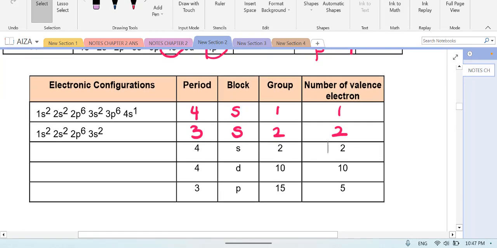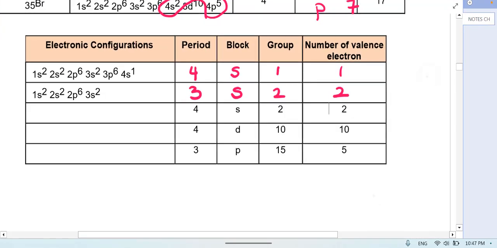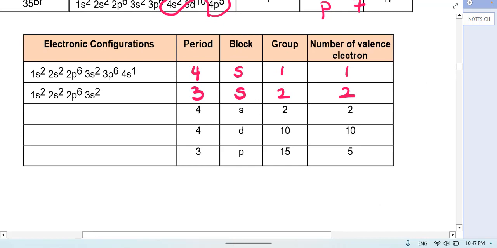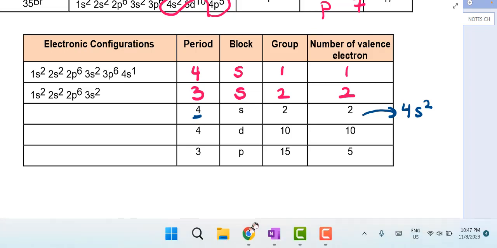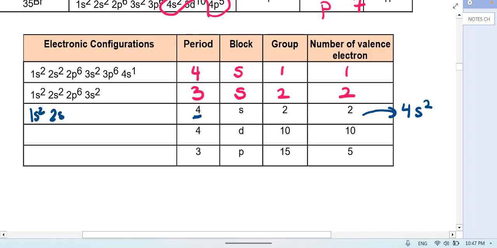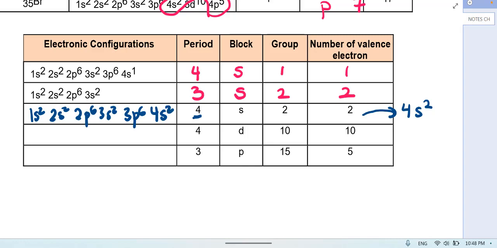Next, we have all the information here, so we need to know the electronic configuration. Based on the data, we can know the valence electronic configuration. The highest value of n is 4. It is at S block, so group 2. So this is the electronic configuration: 1s2, 2s2, 2p6, 3s2, 3p6, 4s2.